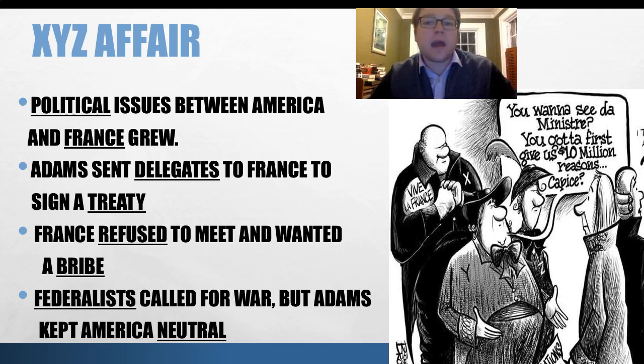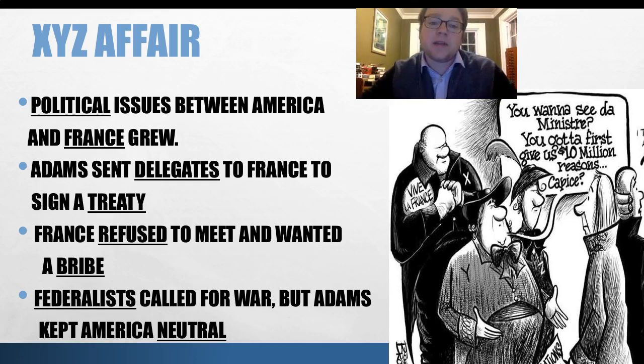Number one, they want a bribe of about $250,000, and then they want America to give a loan to France of $10 million. That is a ridiculous amount of money. America is dealing with its own debt during this time period, having its own problems, and this does not go over well. Basically, the delegates are sent home from France.